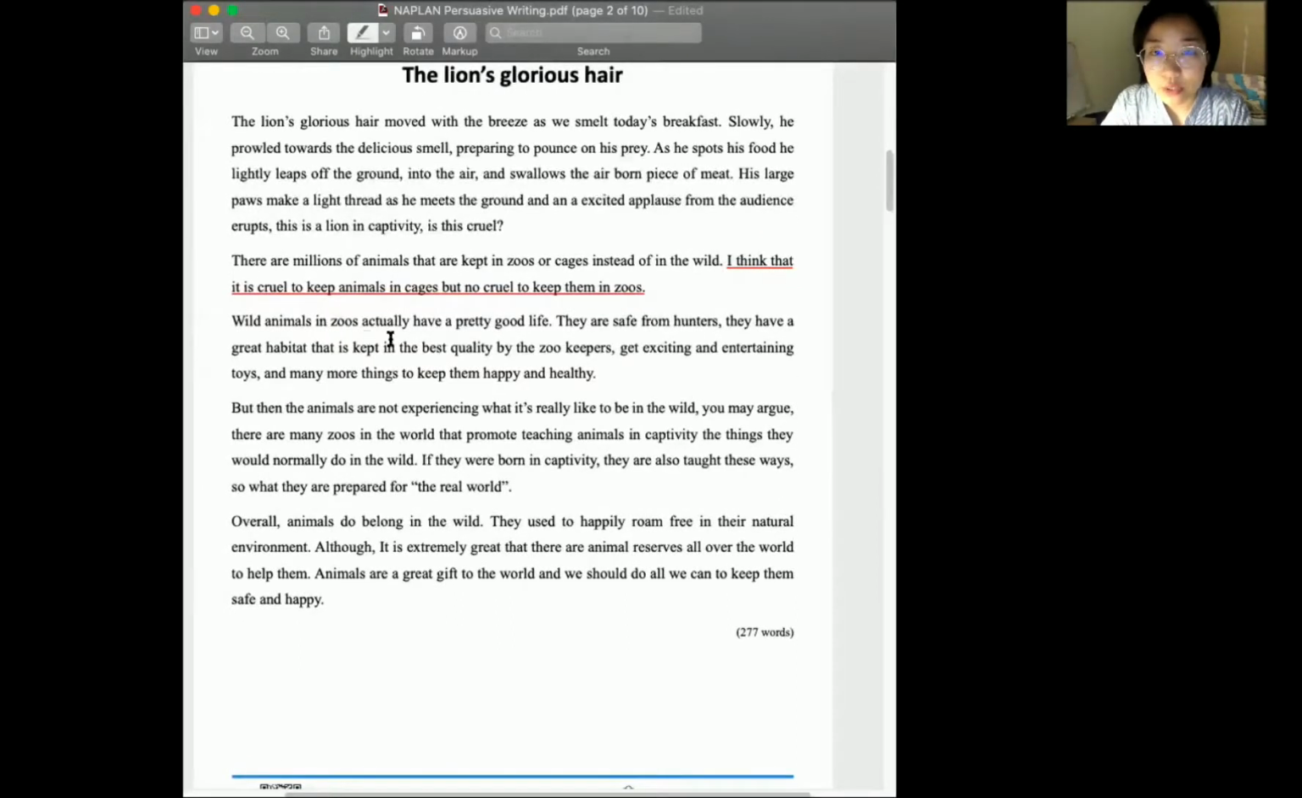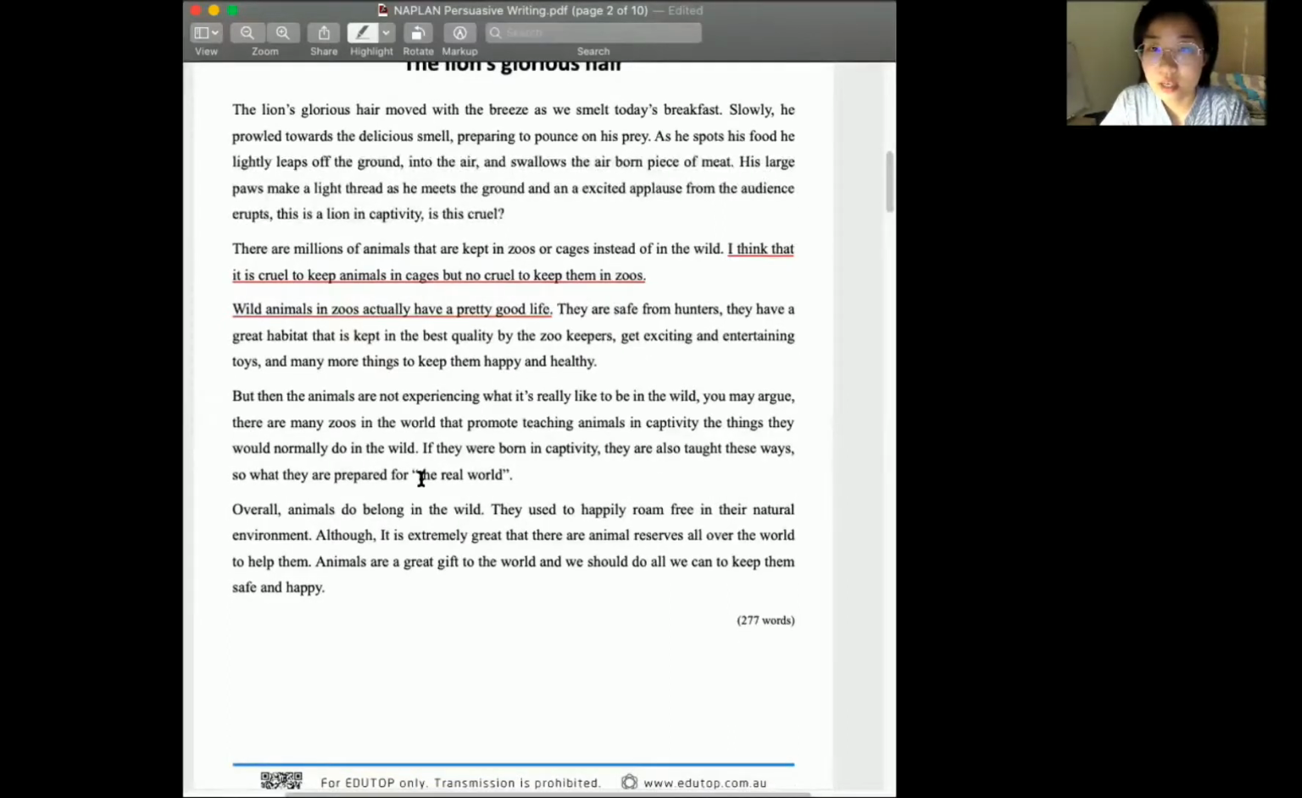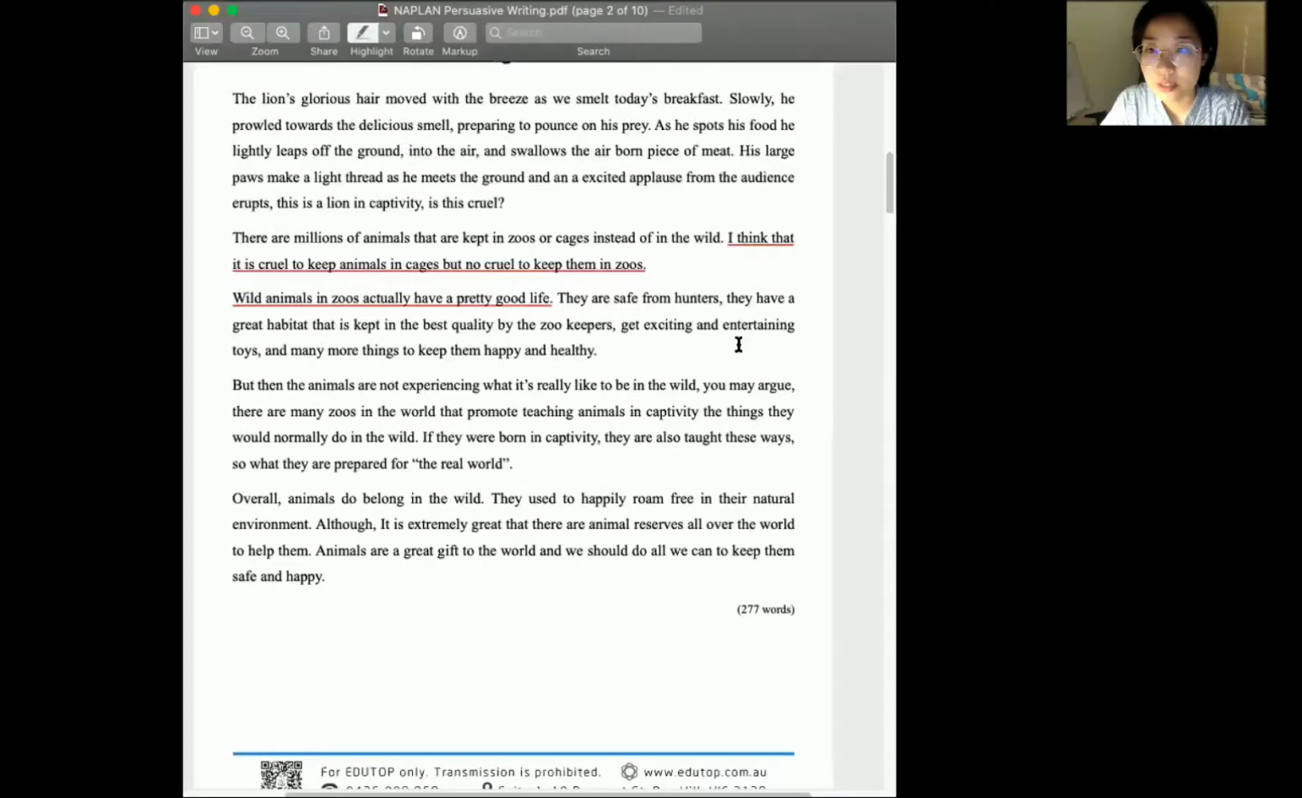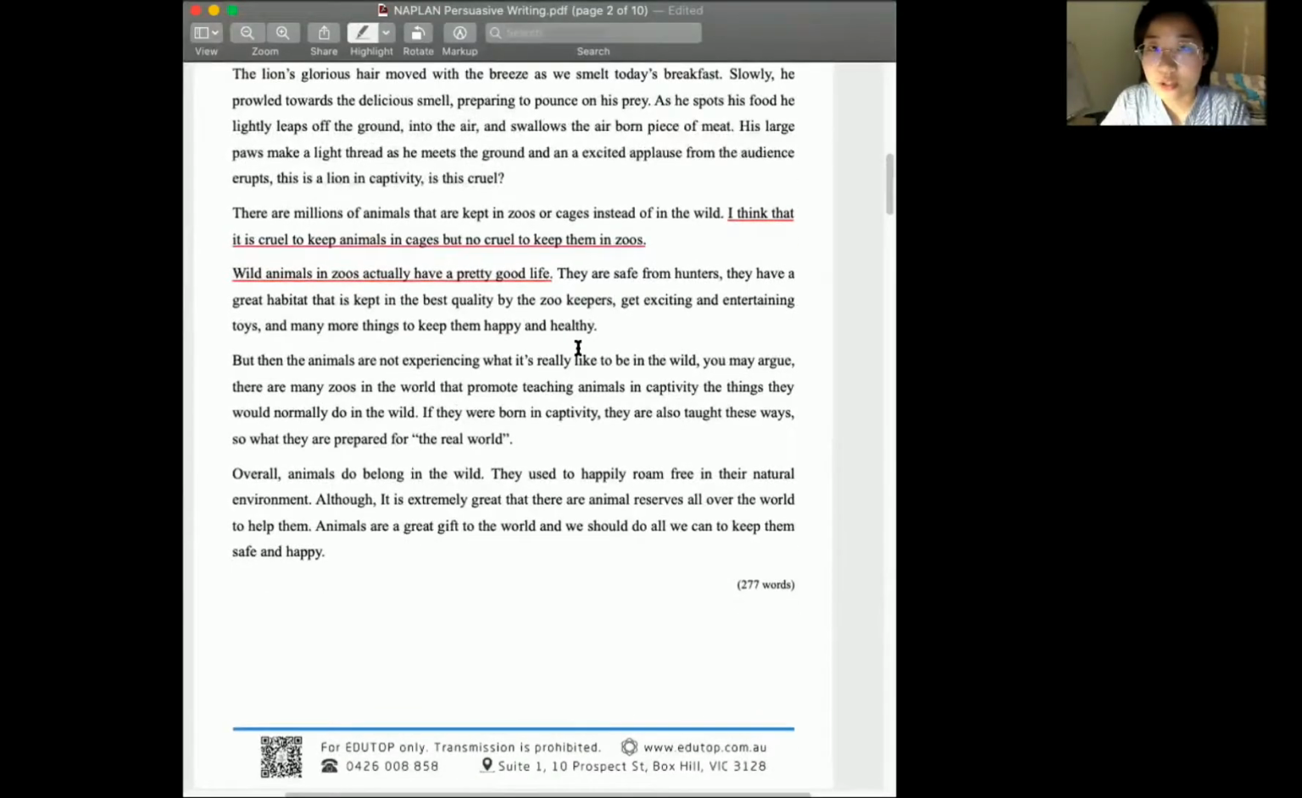So wild animals in zoos actually have a pretty good life. That sounds like an argument, isn't it? So after this sentence, what's behind it is an explanation of why it is the case and the reasoning of why this is the case, isn't it? For example, they're safe from hunters, great habitats, best quality food by the zookeepers, entertaining toys. So there are so many examples of why they're living a good life.